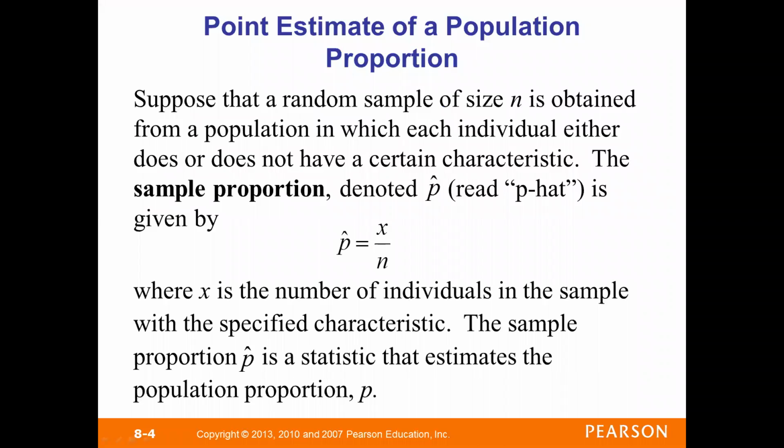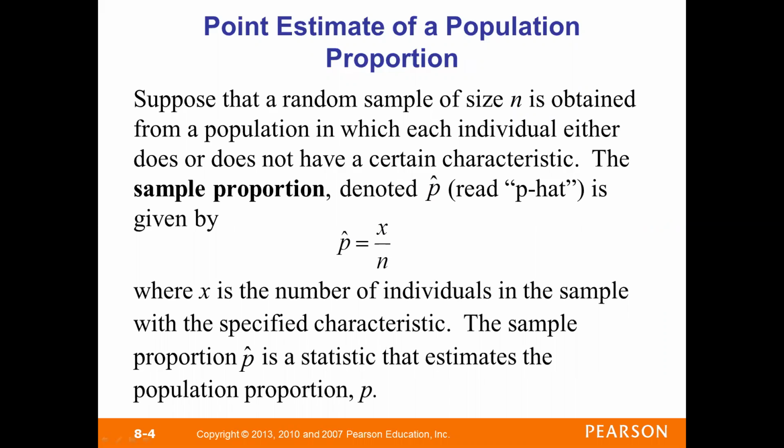Just like in the sampling process for the mean, each time I take a random sample and I measure a proportion with a characteristic, that sample proportion will change between samples. So there is a distribution of the sampling process for the sample proportion. We want to discuss what we mean by that sampling distribution.